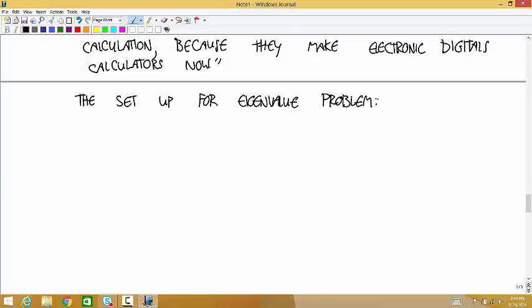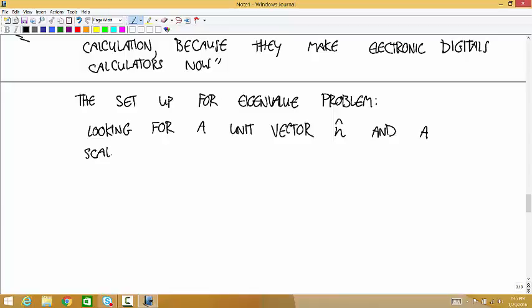So what we're looking for is a unit vector n and a scalar value lambda, so that if you take the stress tensor and multiply it by the unit normal, well, what happens if you multiply a stress tensor by a unit normal? You get that traction vector.